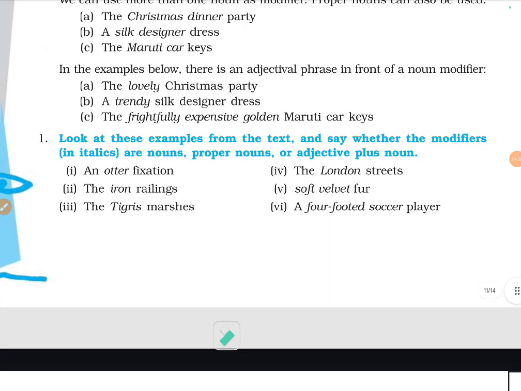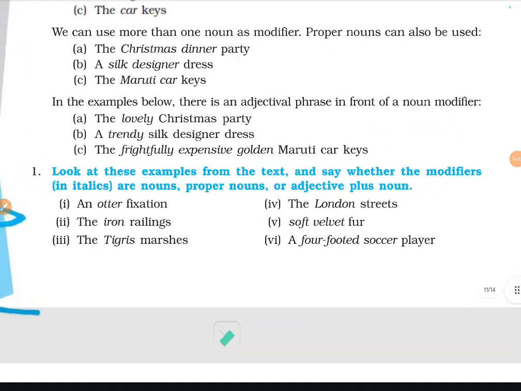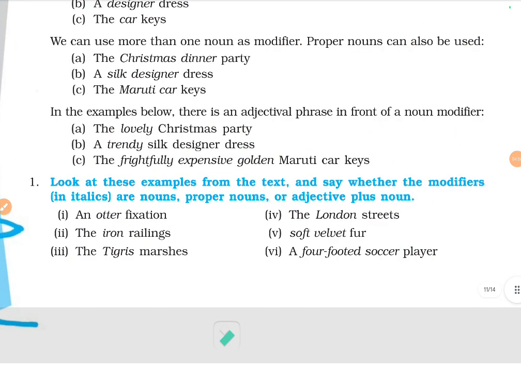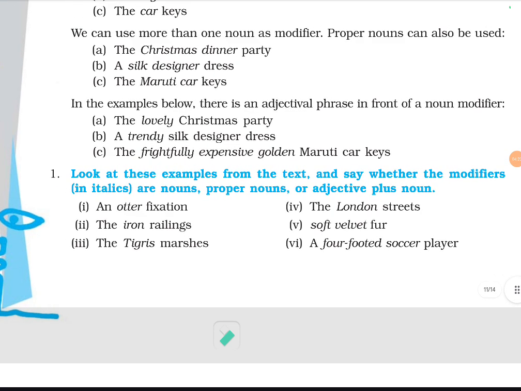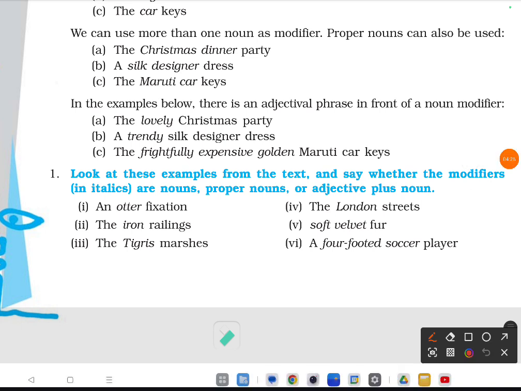So here there is task number one under noun modifier. Look at these examples from the text and say whether the modifiers in italics are nouns, proper nouns or adjectives plus nouns. You have to find out whether they are nouns, or proper nouns, or adjective plus nouns. Let's see the first one.